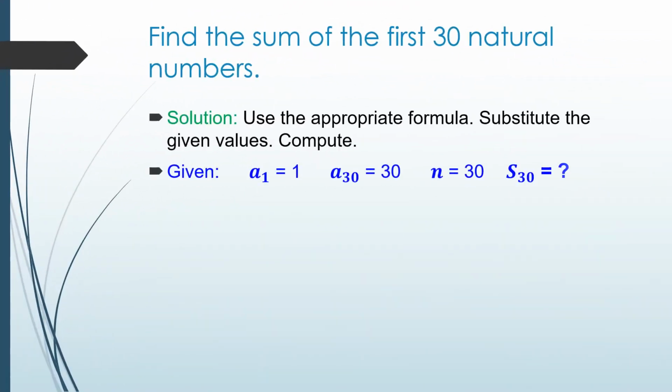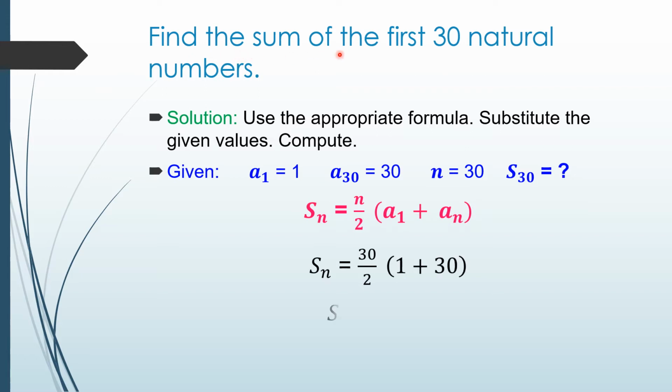Let's have this example. Find the sum of the first 30 natural numbers. For the solution, use the appropriate formula. Substitute the given values and compute. Ano-ano nga ba ang given sa atin? Ang ating first term will be 1. Bakit 1? Kasi ang sabi doon ay first 30 natural numbers.